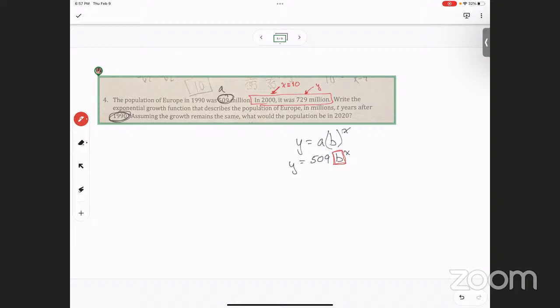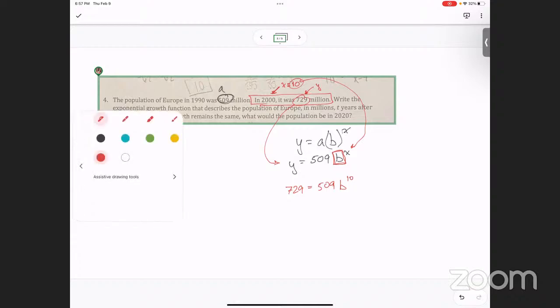that's your Y. Okay. So I'm plugging this in for my Y, and I'm plugging this in for my X, and then I'm going to solve for B. So 729 equals 509 B to the 10. And see, now I can just solve this equation for B by dividing both sides by 509.